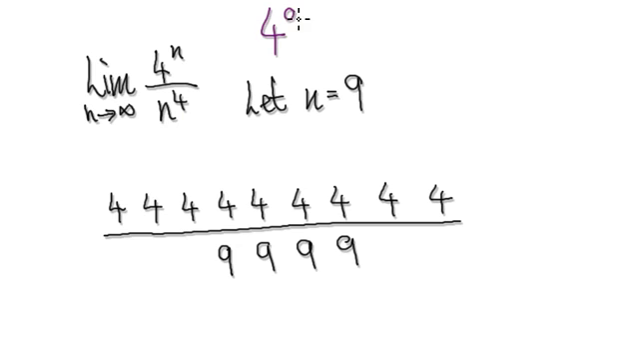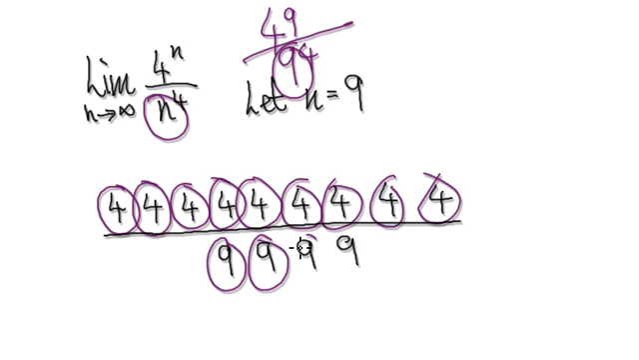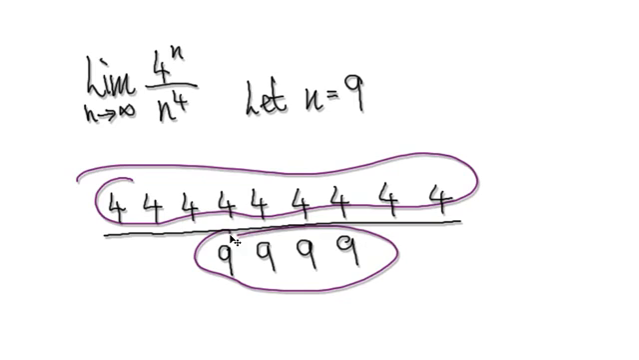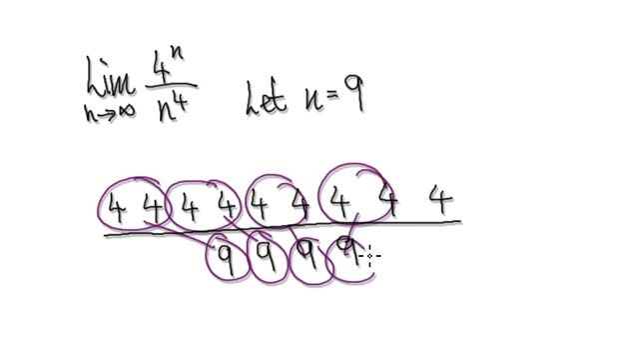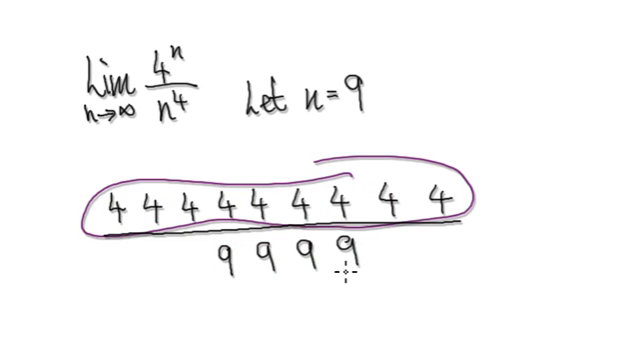So 4 to the power of 9 is 4 times 4 times 4 times 4, 9 times, and then over 9 to the power of 4. So it's really 9 times 9 times 9, 4 times. The question is, which one will be bigger, the numerator or the denominator? Well, if you look at this here, this is already 16, which is bigger than this. 16 bigger than this. You should have a gut instinct that the numerator should be much bigger than the denominator.